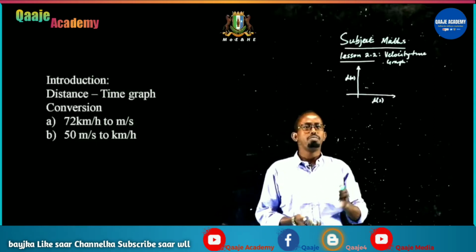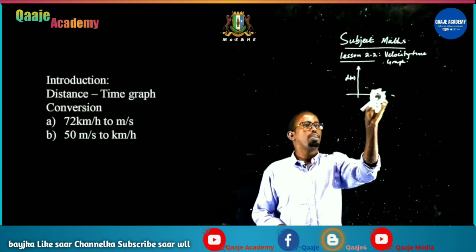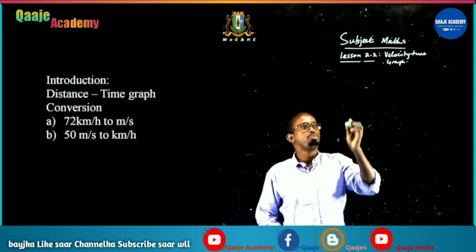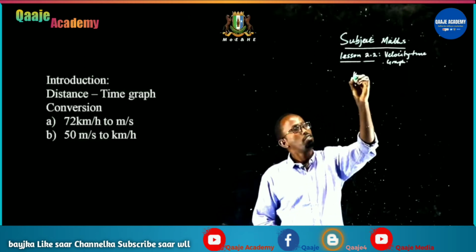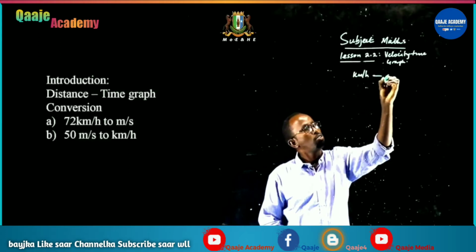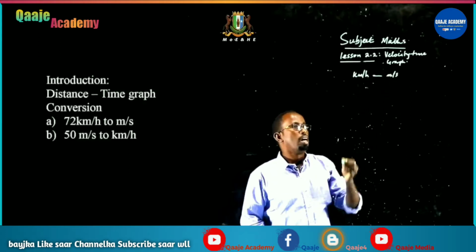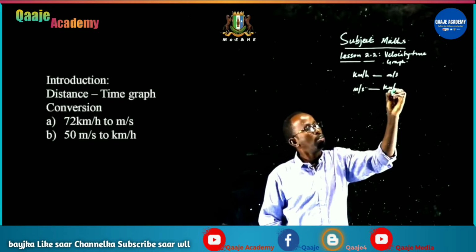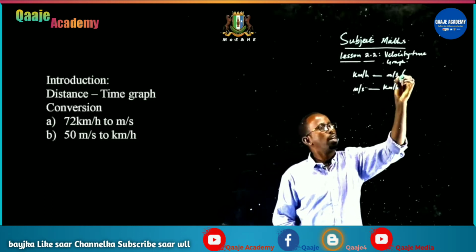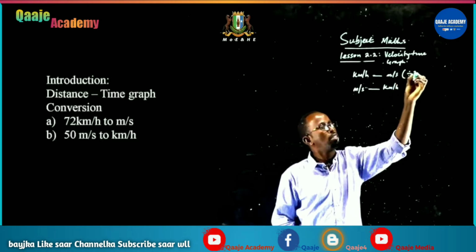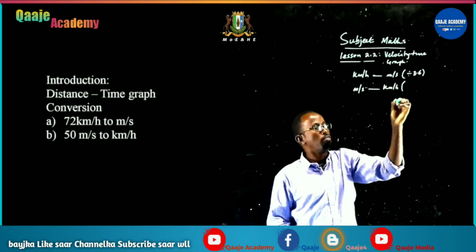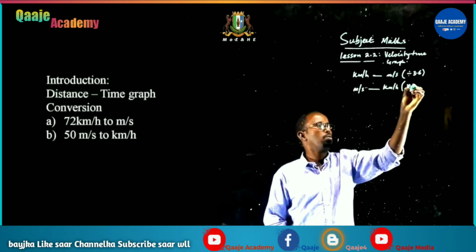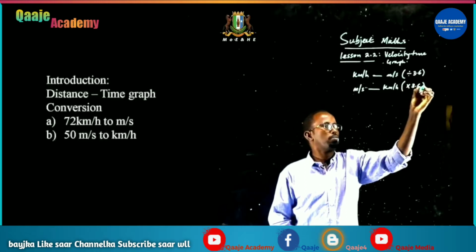Now conversion graph, we want to convert 72 kilometers per hour to meters per second. From kilometers per hour to meters per second, and from meters per second to kilometers per hour. This one you divide by 3.6. That is the simplest way of answering that question. Meters per second to kilometers per hour, you multiply by 3.6.